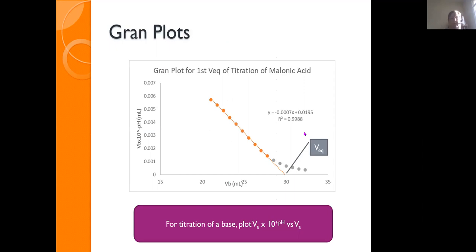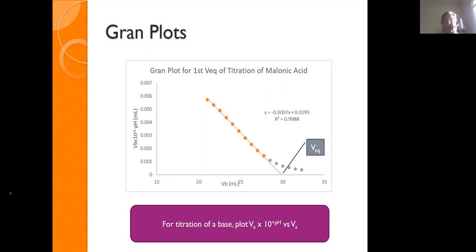So, Gran plots. One of the problems with using derivative plots to find an equivalence point is that the titration data itself is actually least accurate at the equivalence point because you have the least amount of buffering in the solution. So you will see big jumps in pH, and the response of the electrode can be sluggish. So your pH electrode may not keep up with the changes in pH, and so you may not get the best reading from a derivative plot. A Gran plot helps to get around this because it actually uses the data from before the equivalence point to then locate the equivalence point.